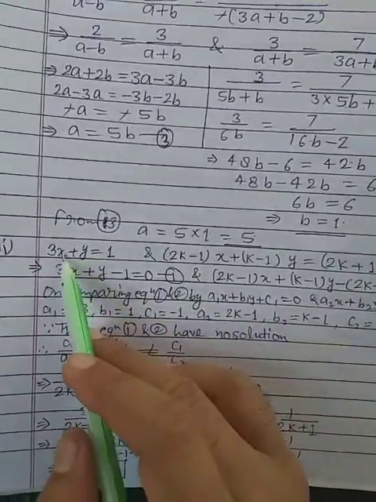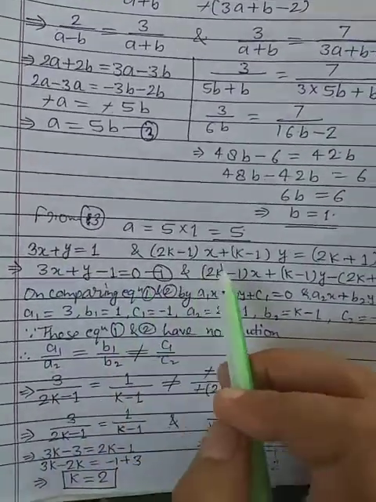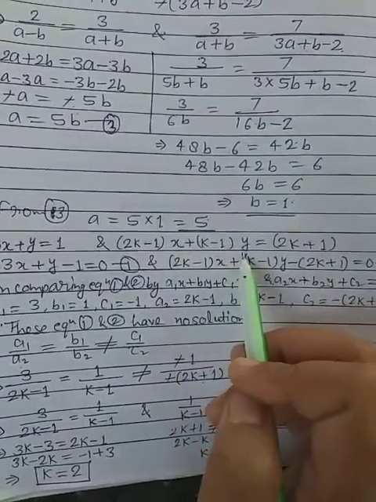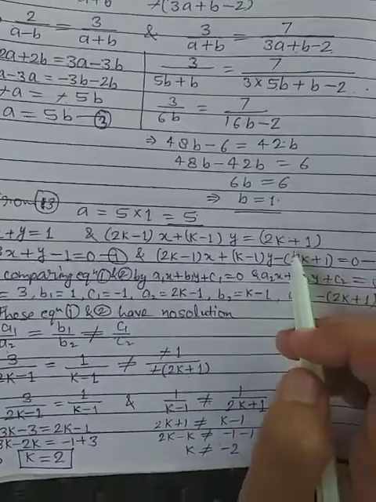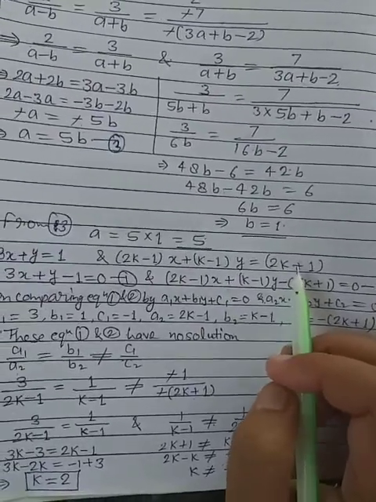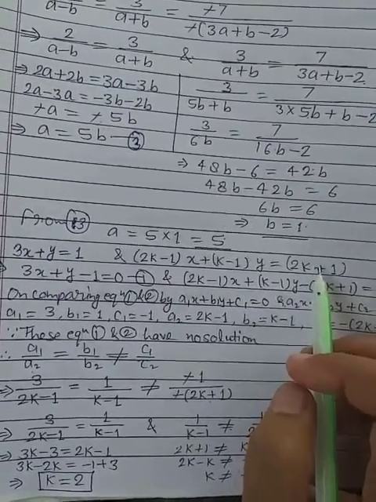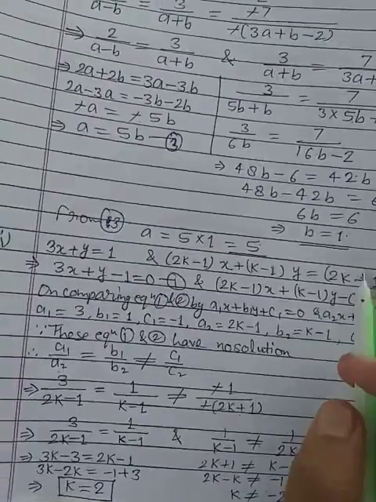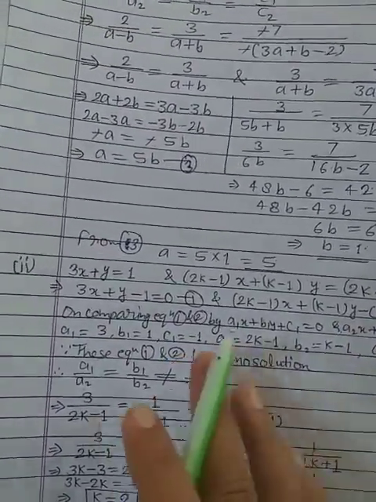Now see the second part of this question. There are two equations given, 3x plus y equals 1 and (2k minus 1) into x plus (k minus 1) into y equals 2k plus 1. I am reading the question: for which value of k will the following pair of linear equations have no solution? So here we are given that these equations have no solution.